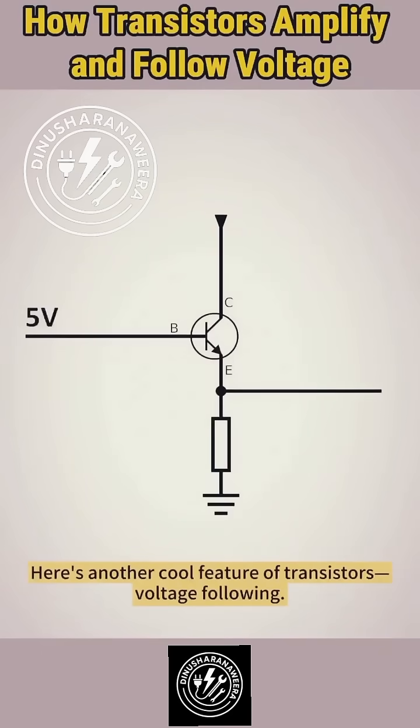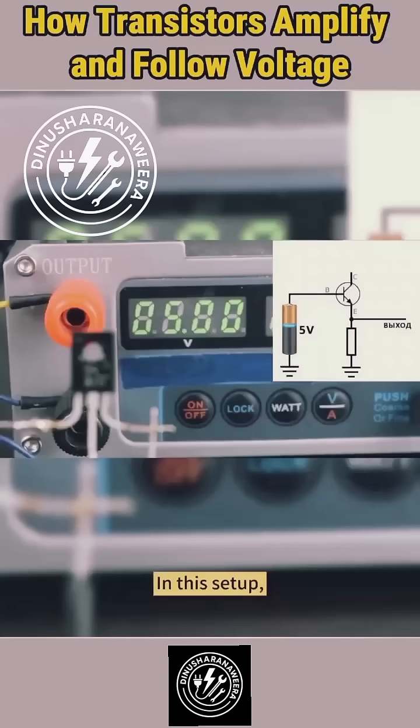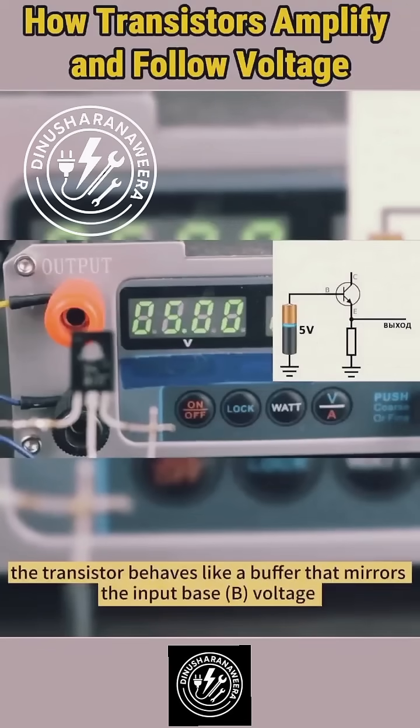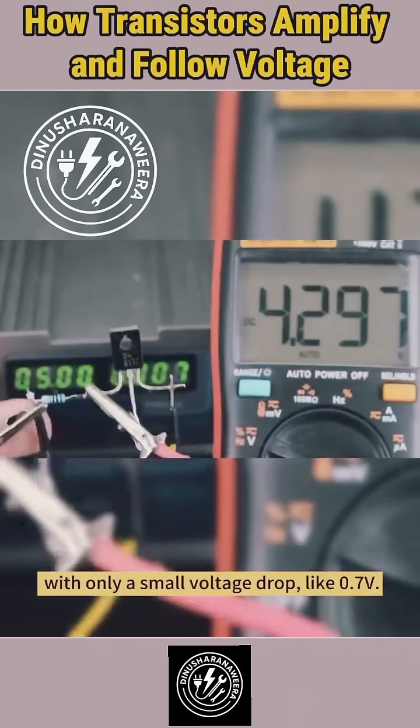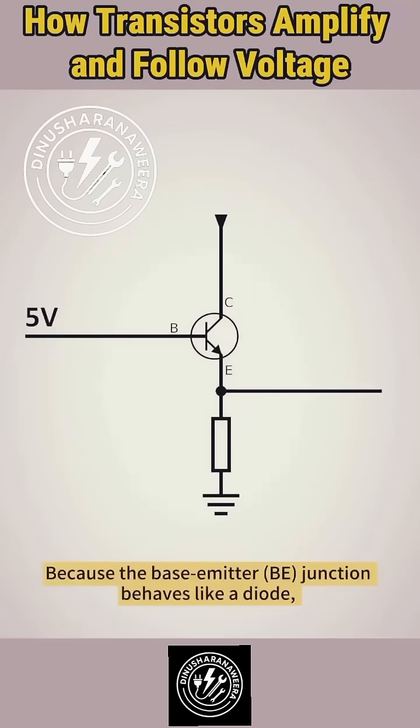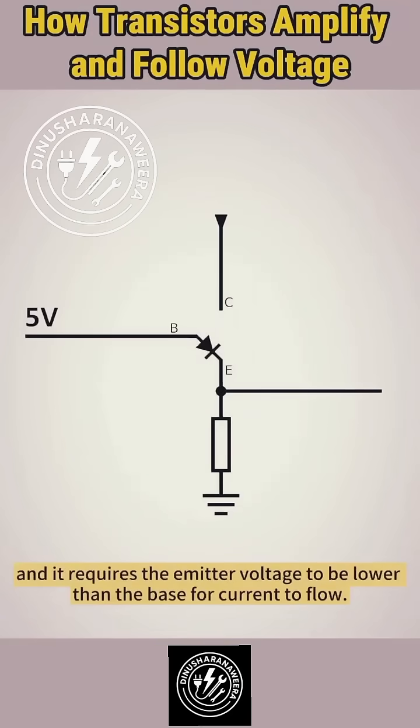Here's another cool feature of transistors: voltage following. In this setup, the transistor behaves like a buffer that mirrors the input base voltage at the emitter output, with only a small voltage drop, like 0.7 volts. Why this voltage drop? Because the base-emitter junction behaves like a diode, and it requires the emitter voltage to be lower than the base for current to flow.